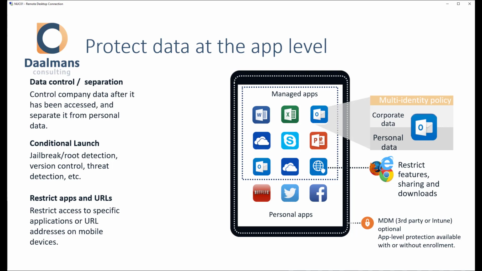So if a user leaves the company, the company can remove the corporate data, but not the personal data, which is great. We can also configure policies to restrict copy and paste, for instance. You can copy personal information to your corporate account, but not vice versa. So we can restrict a lot of things. Also, by adding conditional launch, we can check if a device is rooted or jailbroken, or we can check if a supported version is installed, like iOS 14 or Android 10. And if Android 10 or higher is not available, then the app cannot be used, for instance.